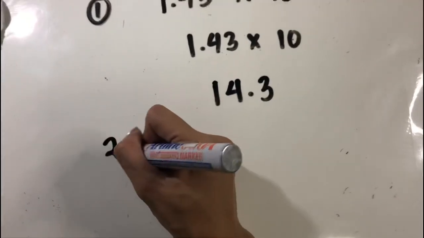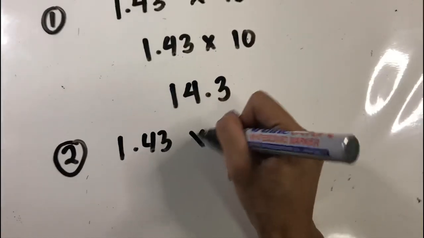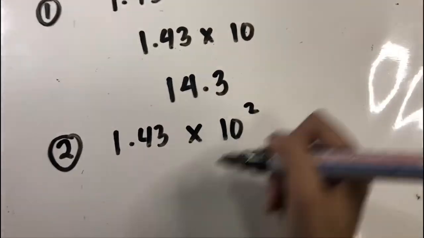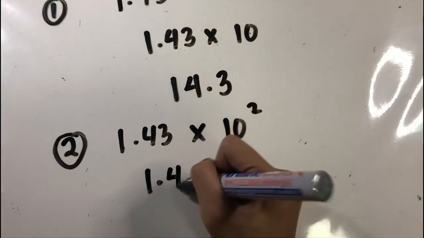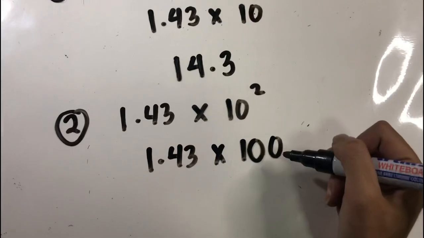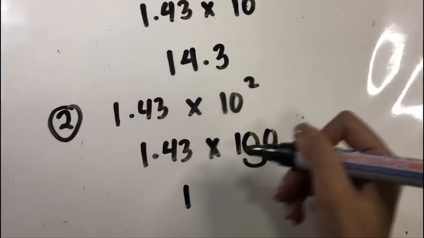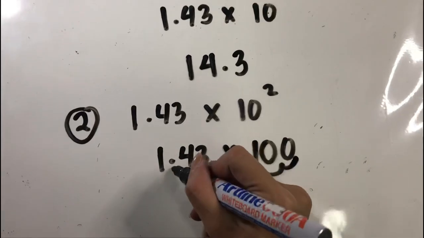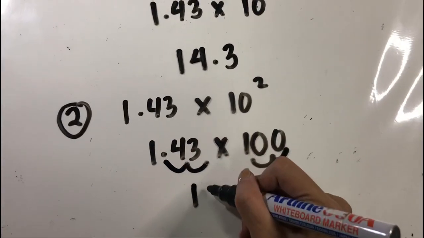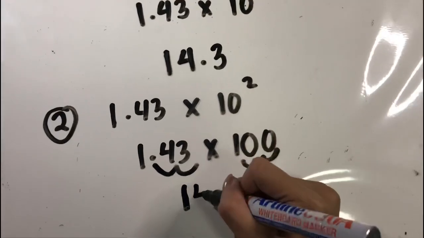Example number 2. 1.43 times 10 raised to 2. 1.43 times 100 is actually equal to 1, 2. Since we have 1, 2, we move the decimal point 1, 2 places. So we have 143.